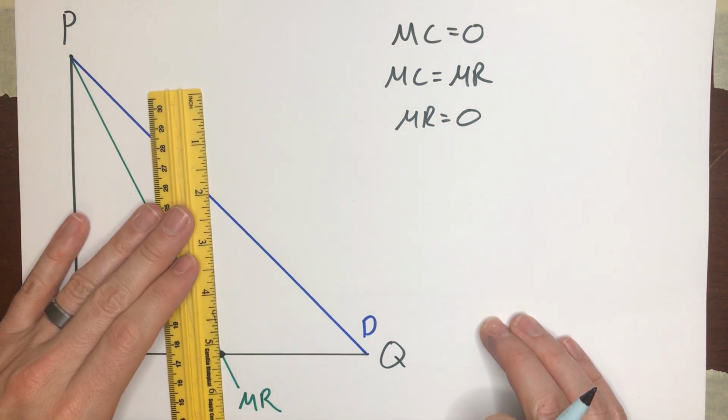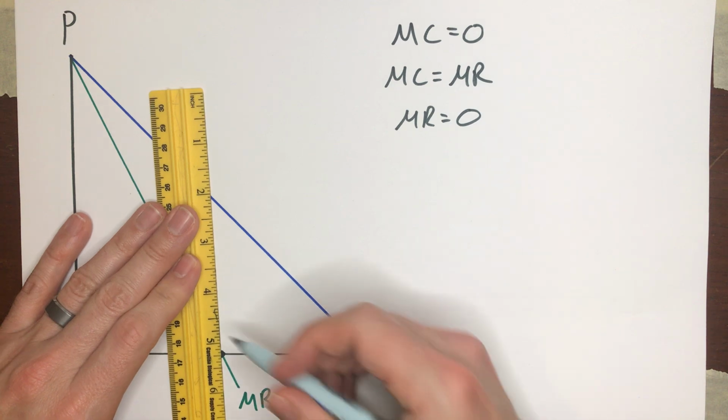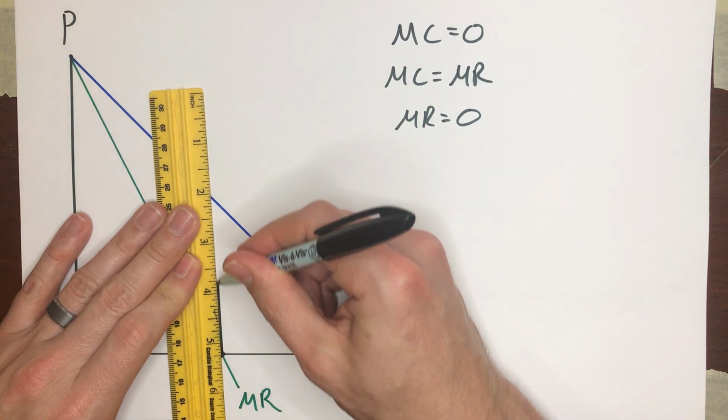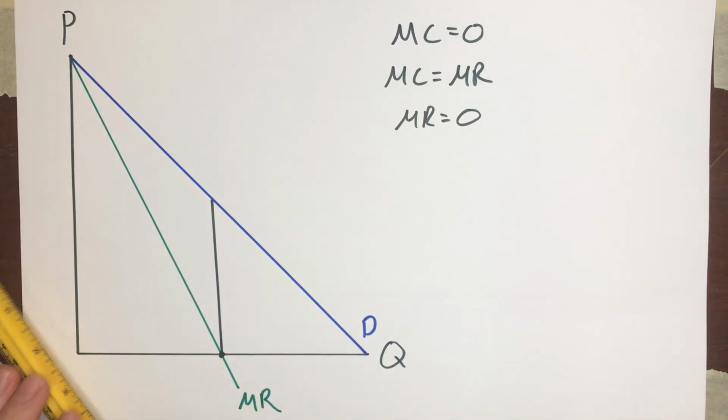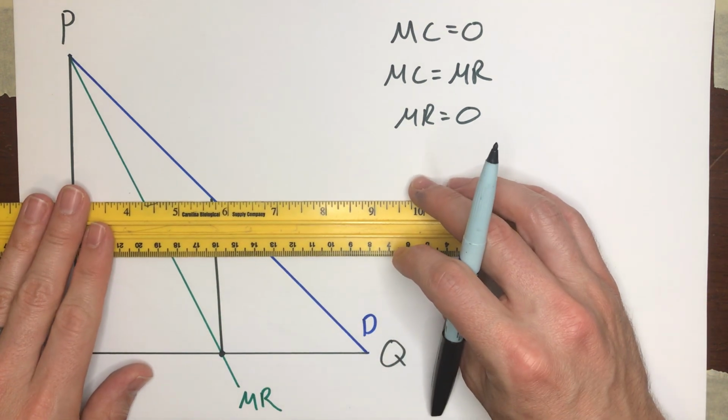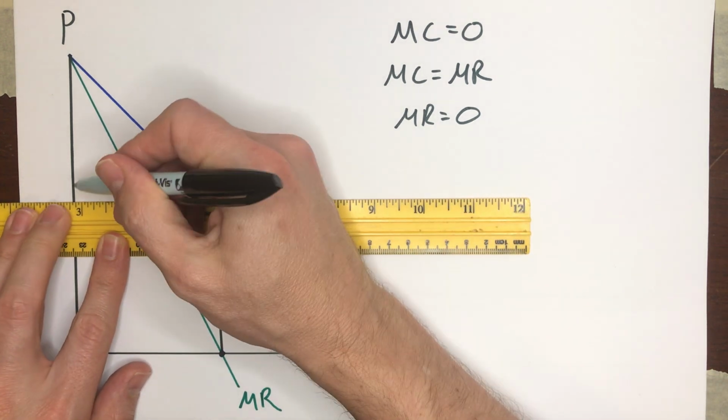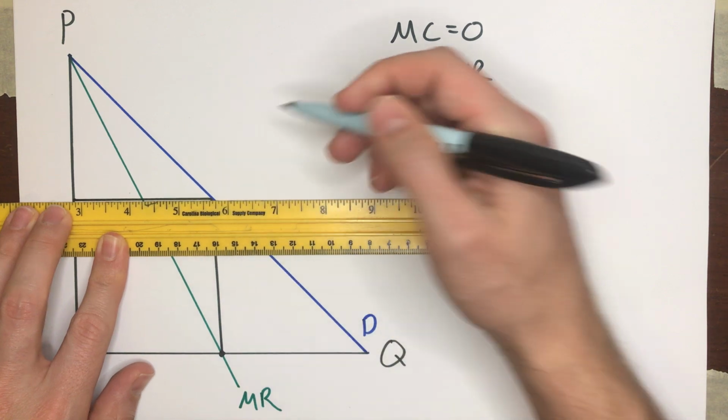Doesn't mean your price is going to be equal to zero, though. At that level of output, you plug that quantity into the demand curve, and the demand curve will return the profit maximizing price.